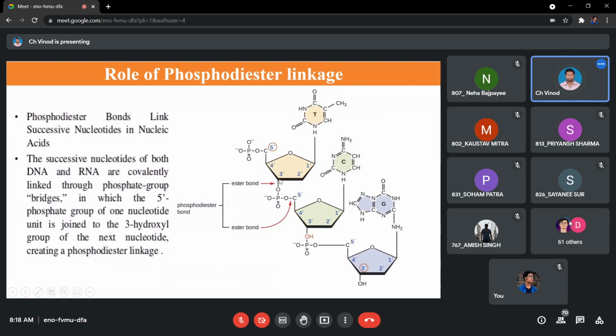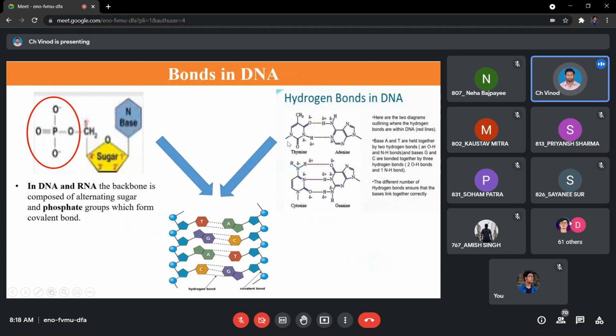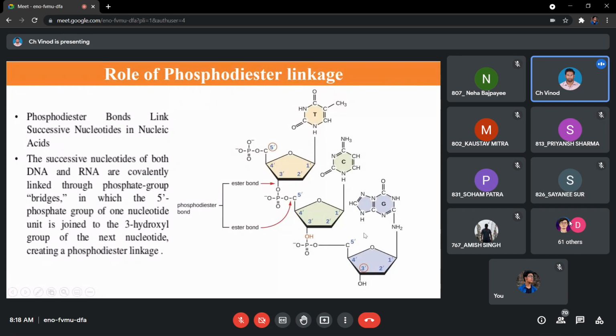Okay, so through phosphodiester bonds, we are seeing that the DNA chain is forming. Whenever your DNA chain is forming, remember the interacting partners are always 5 and 3 of two different sugars. It starts at 5 and ends at 3. This is the direction of synthesis of your DNA chain or an RNA chain.